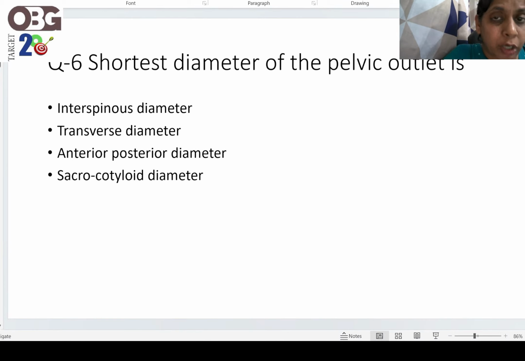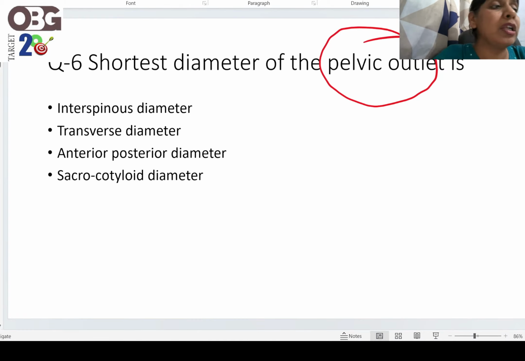Next question is the shortest diameter of the pelvic outlet. Here the trick was that they asked you about the pelvic outlet, not about the pelvis. So here you have to see the outlet diameters. Out of the outlet diameters, the transverse diameter is the shortest diameter, dear friends.